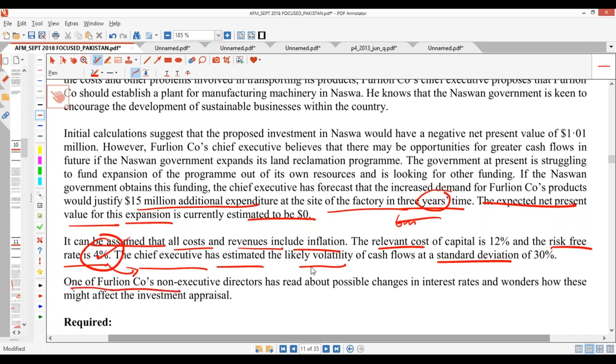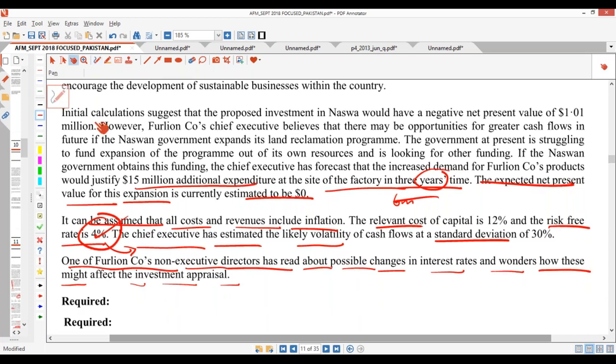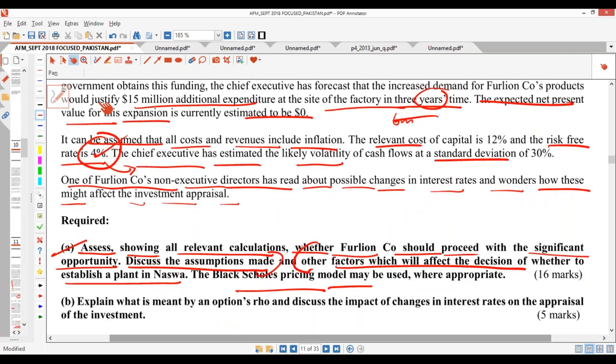Now, one of the Furlion's non-executive directors has read about the past changes in interest rates and wonders how this might affect the investment appraisal. Okay, we're going to discuss how is it going to be.